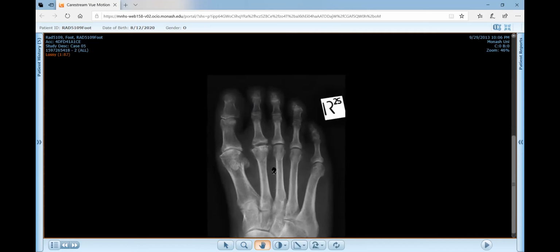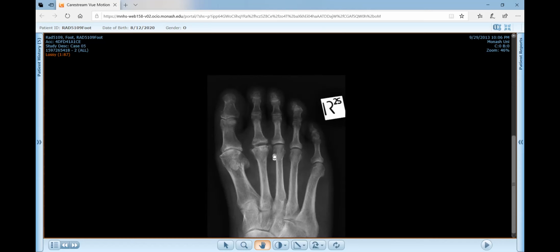So what should really catch your eye is the head of the second metatarsal. It looks flattened. It's more sclerotic when you compare it, for example, to the third metatarsal. And the head has collapsed. And this is very typical of epiphyseal avascular necrosis. It's also named Freiberg's infraction.